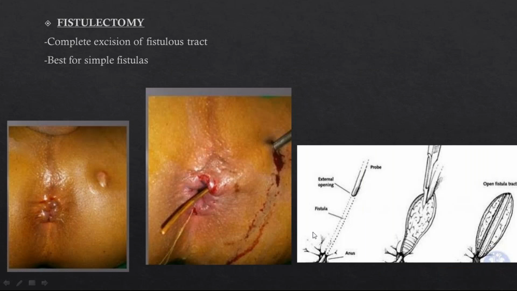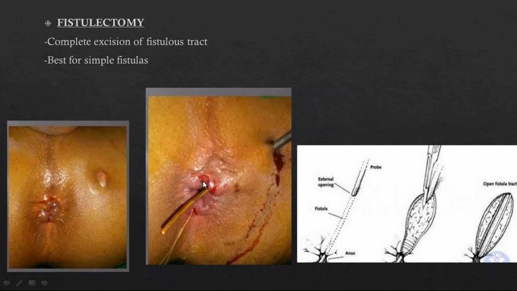So next is fistulectomy. See, ectomy means complete excision. This is best for simple fistula. See here you can see the anus. Here you can see an external opening. See, the surgeon has passed a metal probe from the external opening. Usually the metal is copper, we usually use a probe made of copper. So it is passed from the external to the internal opening.